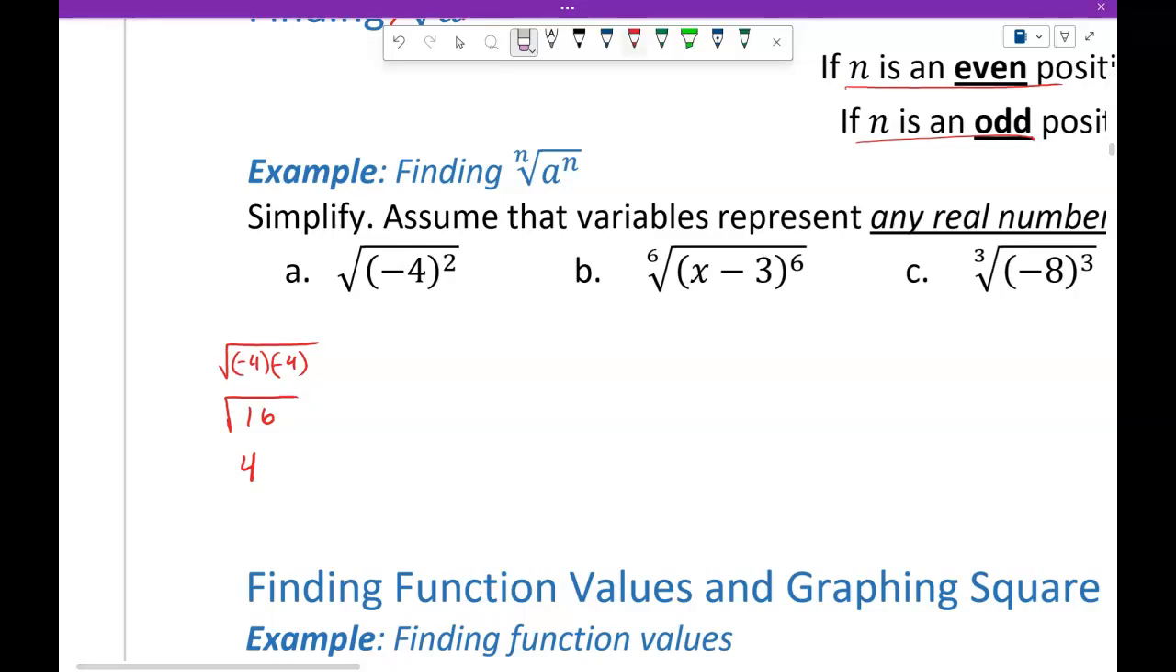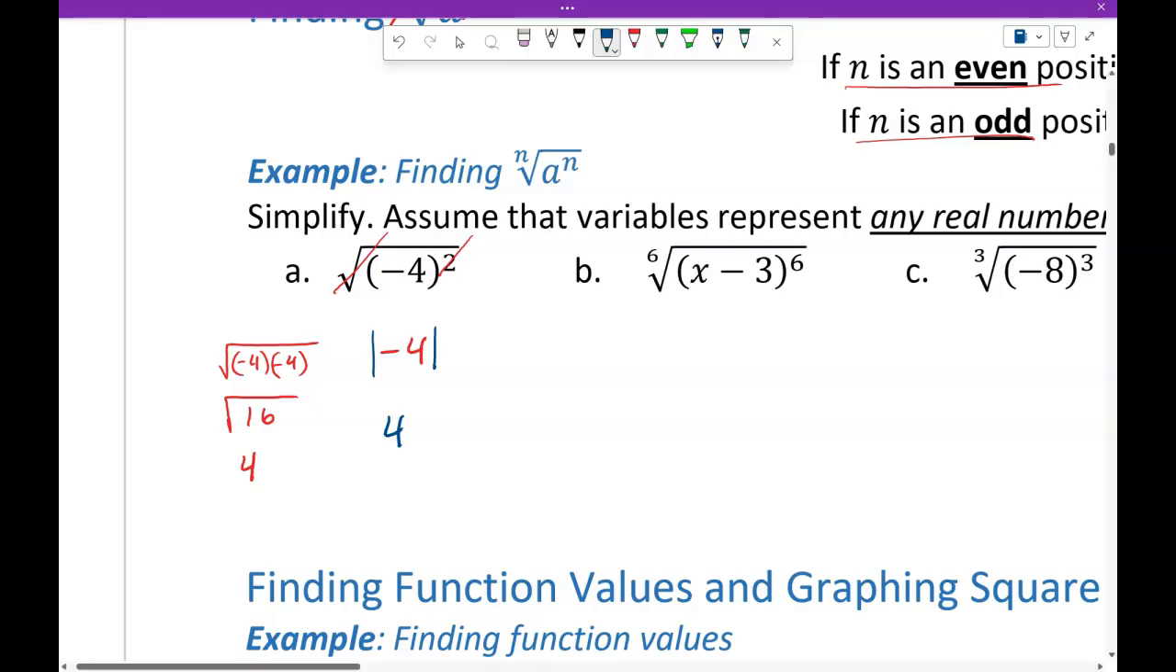But if we use the rule with finding the nth root of a to the n, and we say, well, this radical is canceled out by this exponent, we're left with -4. Well, these are different answers. -4 does not equal 4. That's where the absolute value comes in. Once we take the absolute value, we're left with just a positive 4.